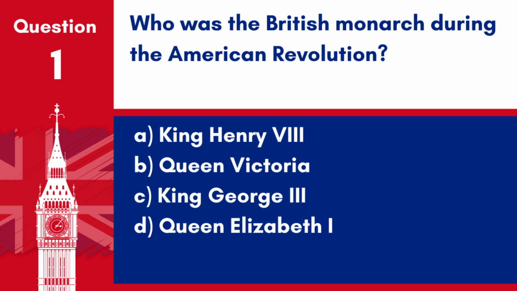Question 1. Who was the British monarch during the American Revolution? A. King Henry VIII. B. Queen Victoria. C. King George III. D. Queen Elizabeth I. Answer C. King George III. King George III was the British monarch during the American Revolution.